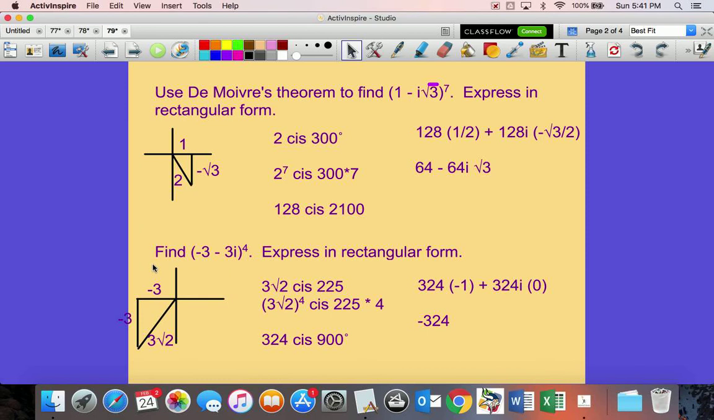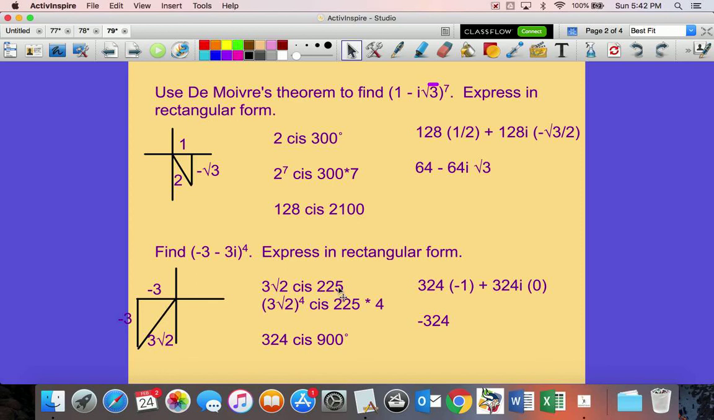All right, so first thing we have to do here, it says find negative 3 minus 3i to the fourth power expressed in rectangular form. So we've got to put this into cis format, which would mean back 3, down 3, which means these two are the same, which means we've got a 45-45-90 triangle. This ends up being 3 times the square root of 2. So we've got 3 square root of 2 here as our hypotenuse. That number goes out in front. And then we've got cis, and then we've got 225 degrees here.